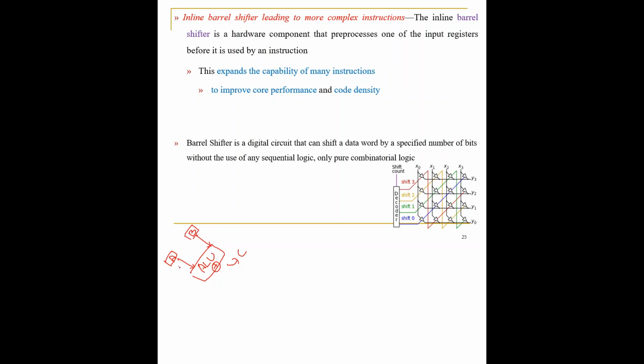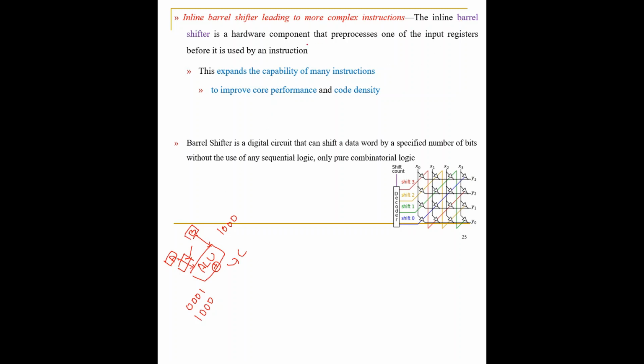The inline barrel shifter is one additional component connected between the register and the ALU, which will do pre-processing of data. The ALU will do the addition, right? For example, you have the data 0001 and the data 1000. I want this data to be shifted right by one position, so it will become 1000. The shifting operation will happen in the inline barrel shifter. Pre-processing of the data happens in the barrel shifter, which is present between the register and the ALU. So the inline barrel shifter leads to more complex instructions.